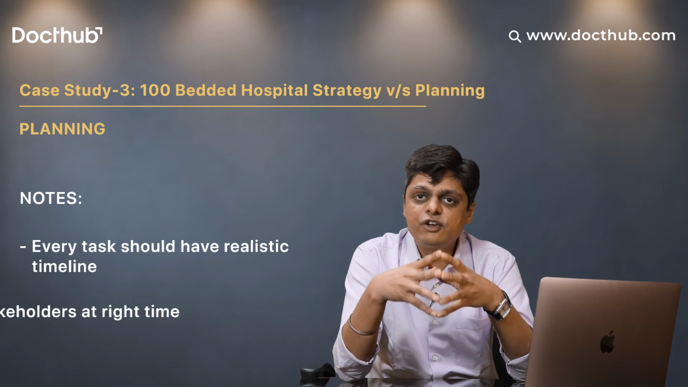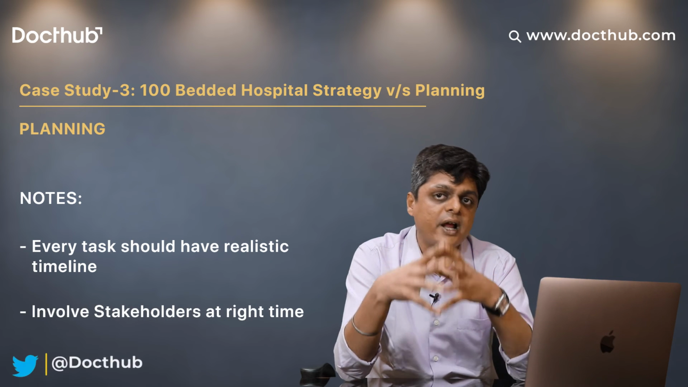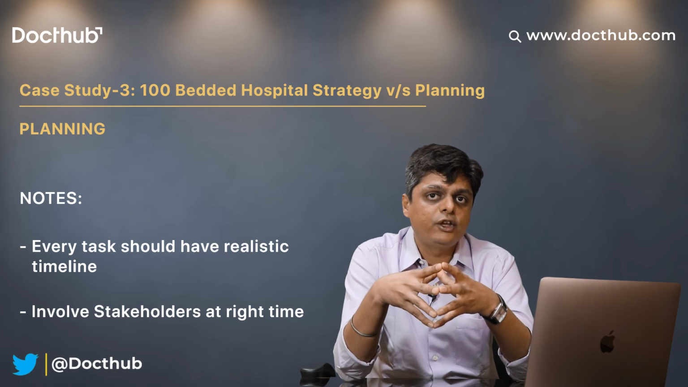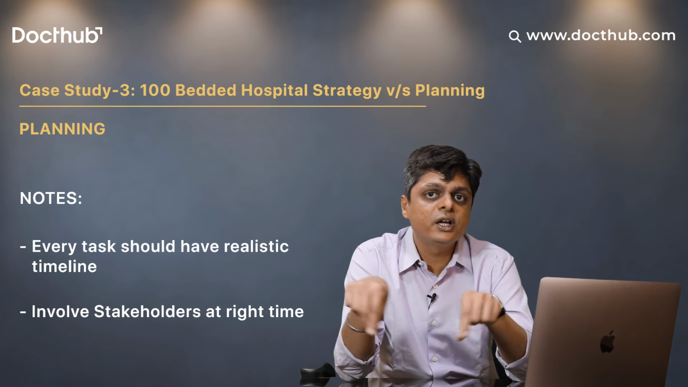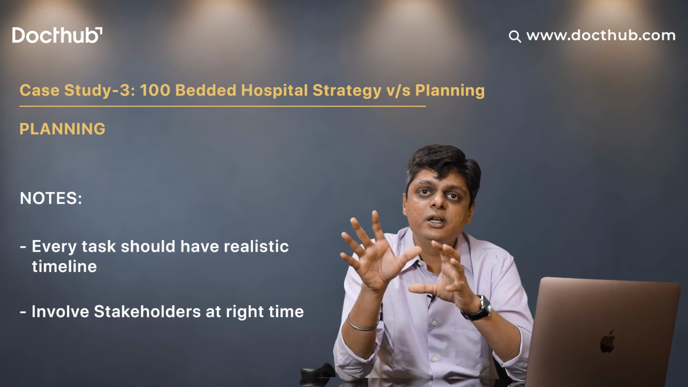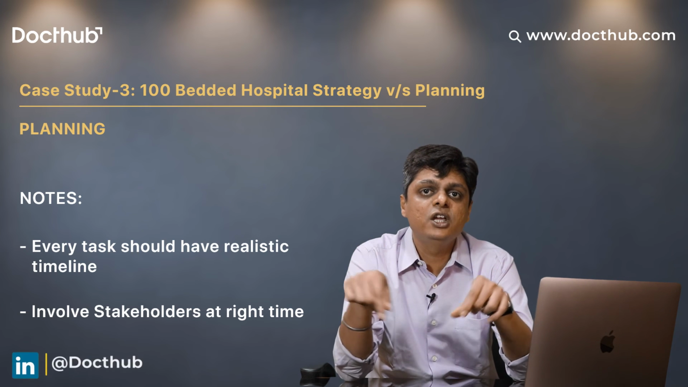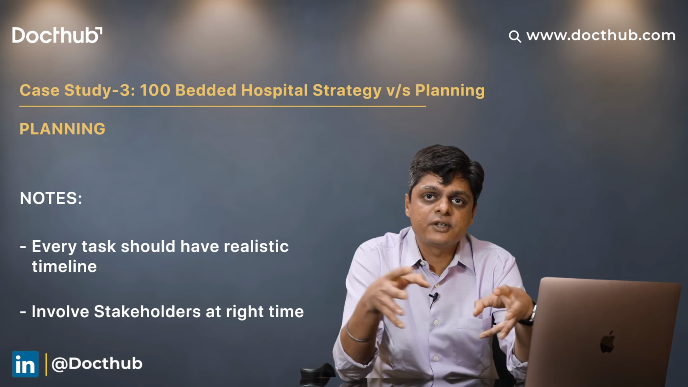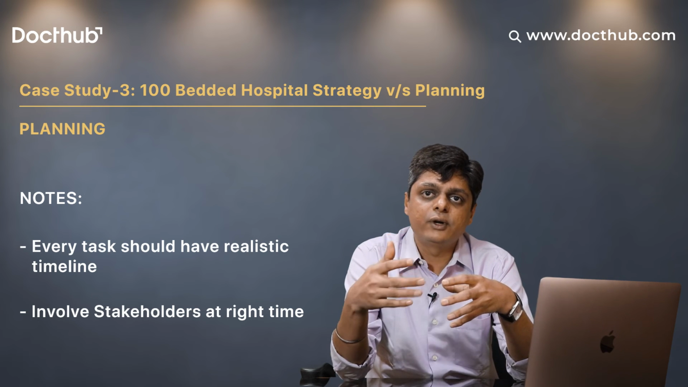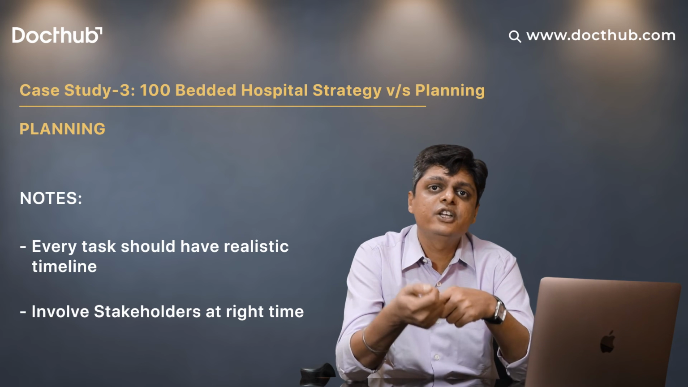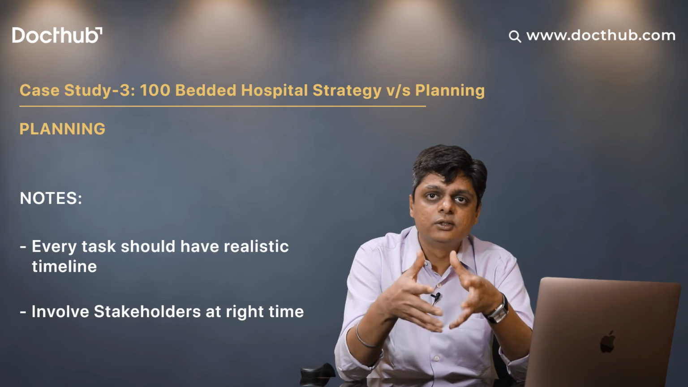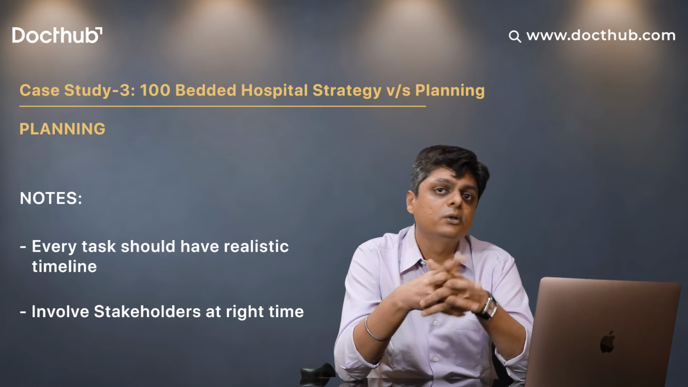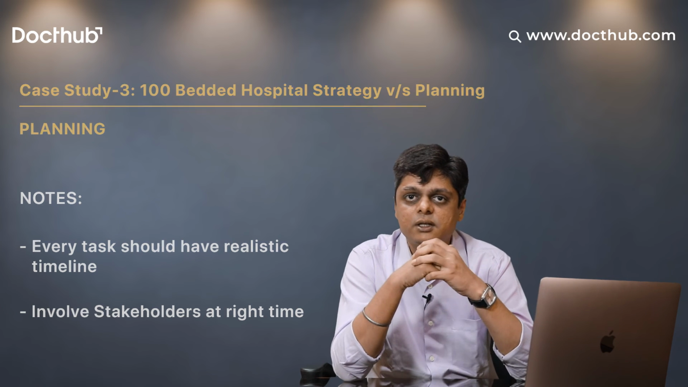And you should involve stakeholders at the right time while you are planning a particular task. Like if you are planning your operation theater, your surgeon should be in the loop on what things he needs in the operation theater, which type of lights, which type of operation table, and the anesthetist for the anesthesia trolley. So this is one example where you need to include stakeholders in that particular task.